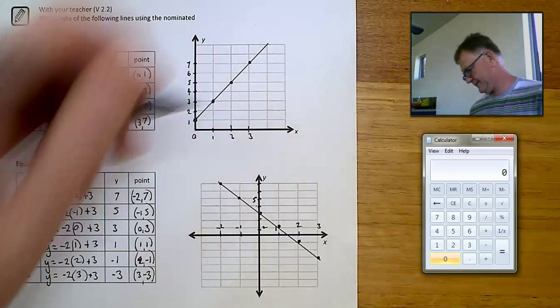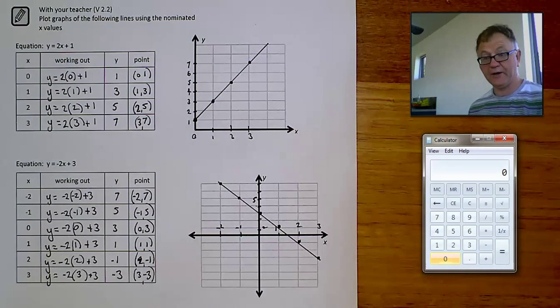Have a go at doing some of these yourself.